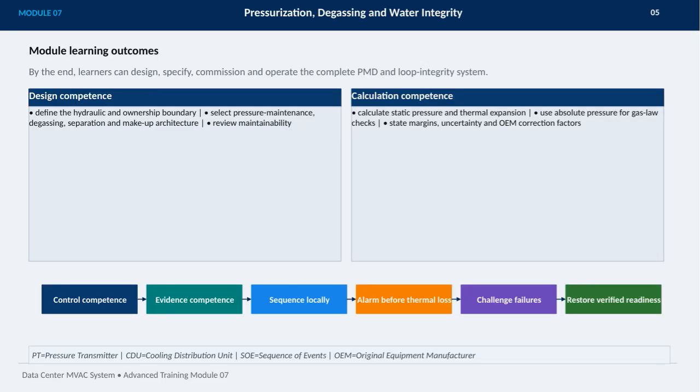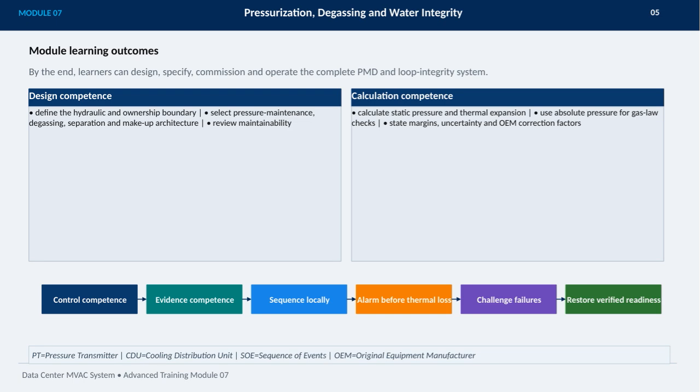In this module, we focus on pressurization, degassing, and water integrity within data center MVAC systems. By the end of this training, you'll be able to design, specify, commission, and operate a complete pressure maintenance and loop integrity system. You'll gain design competence, including defining hydraulic and ownership boundaries, selecting the right pressure maintenance and degassing architectures, and reviewing maintainability. On the calculation side, you'll learn to calculate static pressure and thermal expansion, apply absolute pressure for gas law verifications, and understand margins, uncertainties, and OEM correction factors.